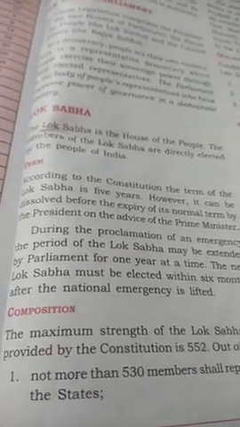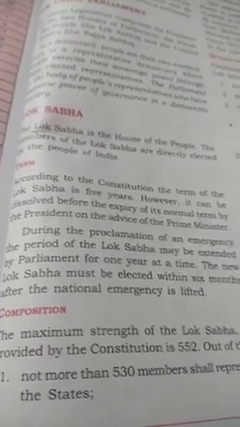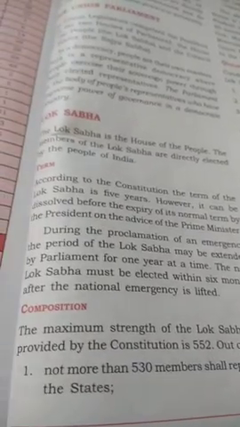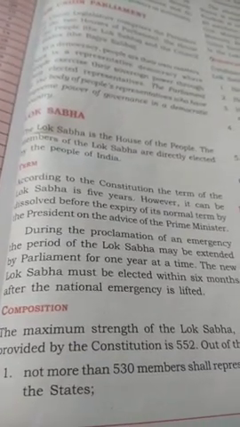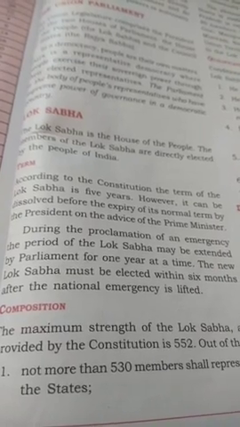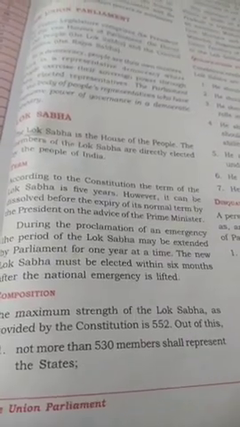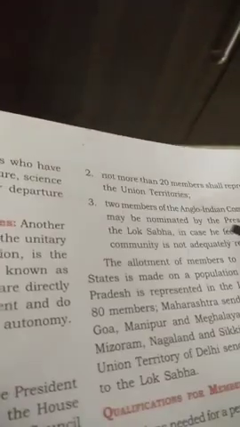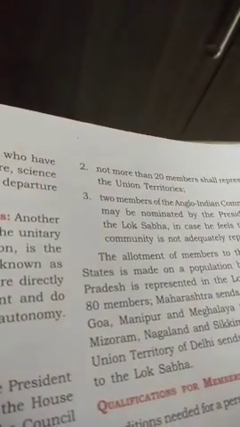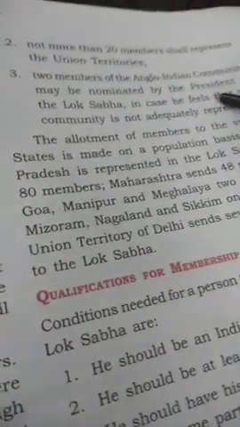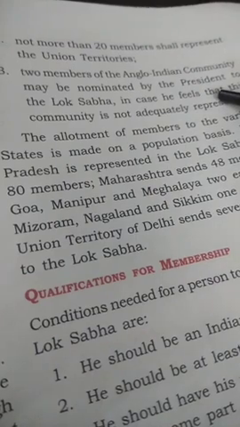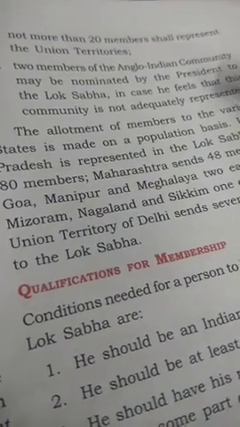Now come to the composition of Lok Sabha. The maximum strength of Lok Sabha as provided by the Constitution is 552. Out of 552, 530 members shall represent the states, 20 members shall represent the union territories, and 2 members from the Anglo-Indian communities. These 2 members are not elected by the people, they are nominated by the President to the Lok Sabha.